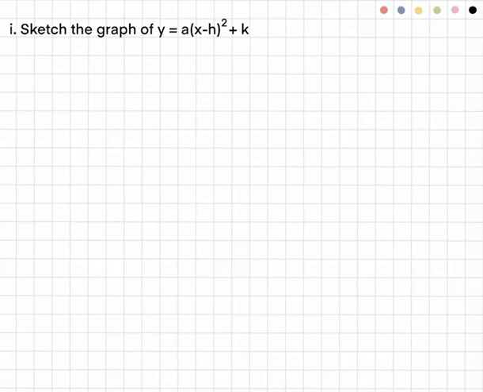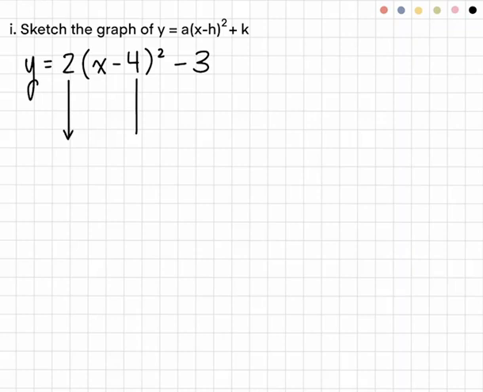I'm going to write an equation, and what we're going to do is describe the properties of the graph of that equation. So y equals 2(x minus 4) squared minus 3. Now what we're going to do is compare this to vertex form. We're going to look at each of these numbers and figure out what they mean.